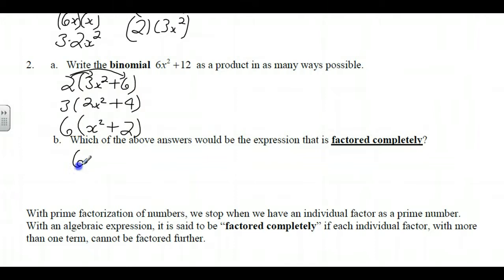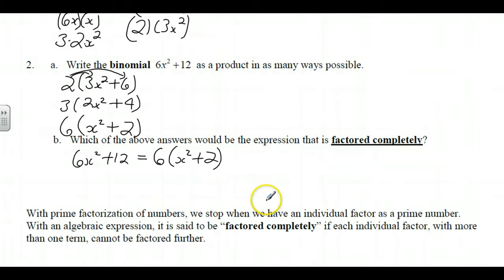So the complete factorization of 6x squared plus 12 is equal to 6 times (x squared plus 2). Expand it out, 6x squared plus 12. Get used to doing that. Anytime you factor, you think you factored, then just quickly expand it out. Just make sure that it really is equal to what we originally started with.